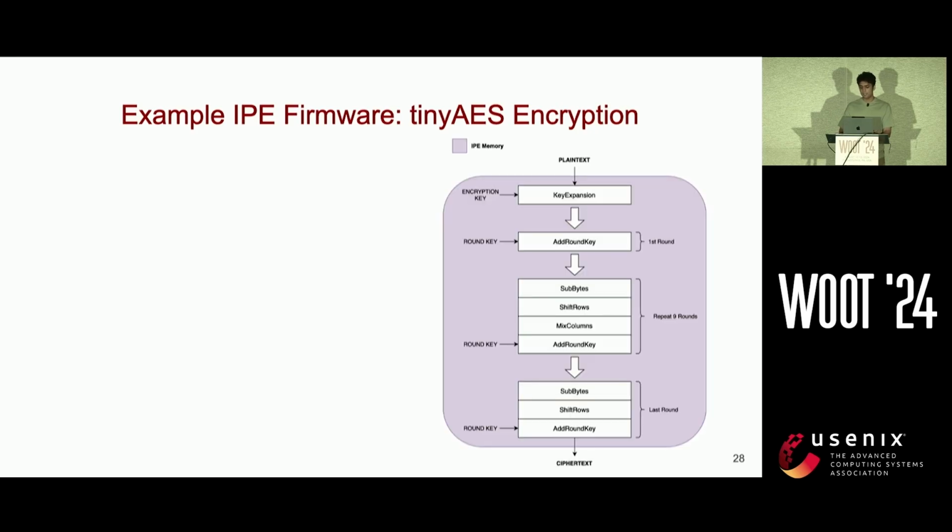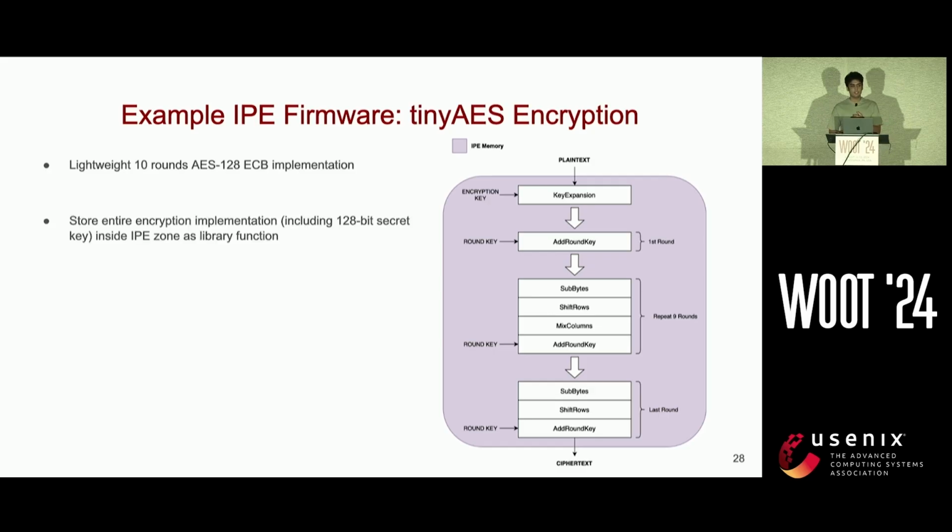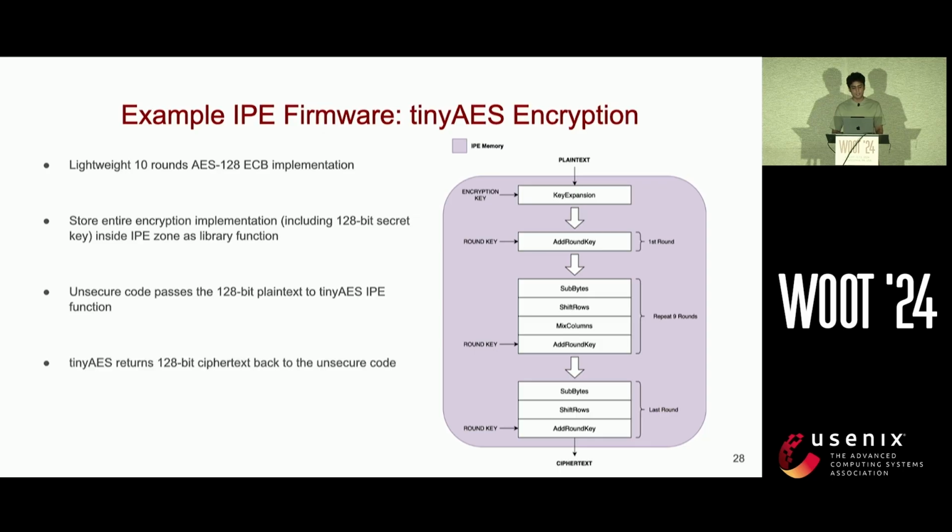To understand how RIPencapsulation works, let's take the example of the TinyAES encryption algorithm with the aim of exfiltrating the entire TinyAES firmware binary. TinyAES is a lightweight encryption algorithm. In our setup, we store the entire encryption implementation and the 128-bit secret key inside the IP zone as a library function. The unsecure code only passes the 128-bit plaintext to the TinyAES IP function call, and then TinyAES returns the 128-bit ciphertext back to the unsecure code.